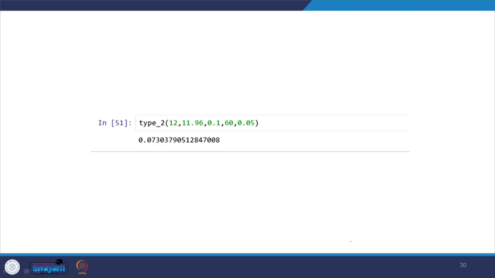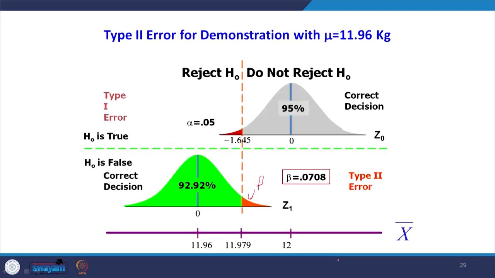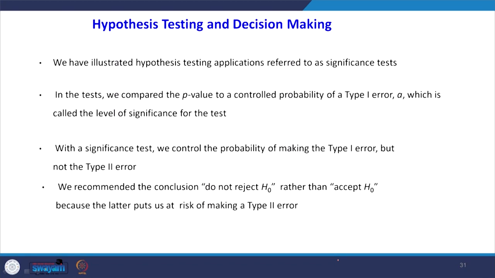Again I am stressing this point. If the difference is bigger, the value of beta is very less. If the difference is closer, the value of beta is very high. Now, hypothesis testing and decision making.